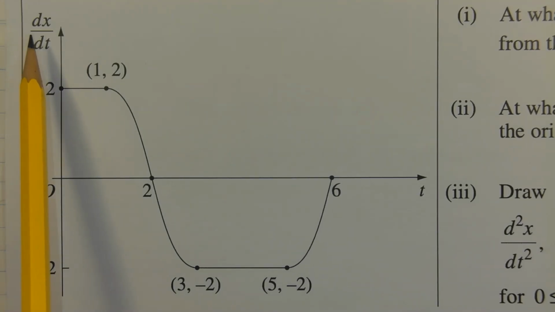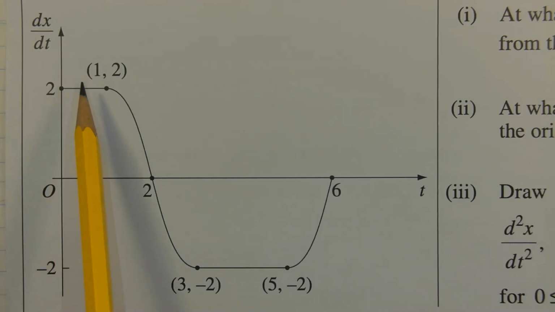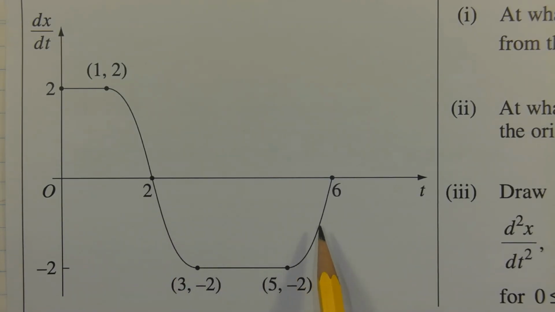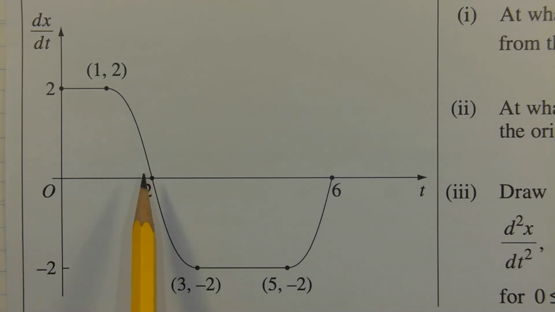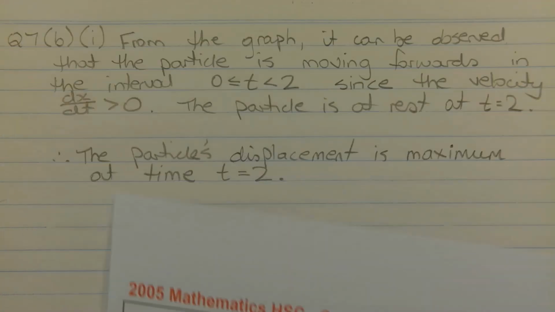dx/dt represents the velocity of the particle, and any part of the graph that is above the x-axis means the particle is moving forwards. Any part of the graph below the x-axis means the particle is moving backwards or in reverse. Any points on the x-axis mean the particle is stationary or at rest. So we can see that between time t equals 0 and t equals 2, the particle is moving forwards. At time t equals 2, the particle is stationary.